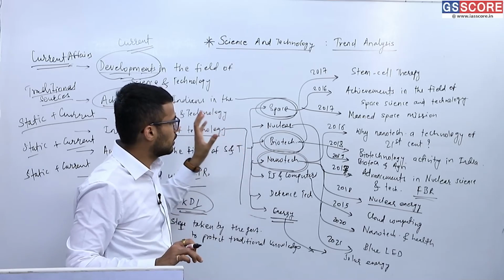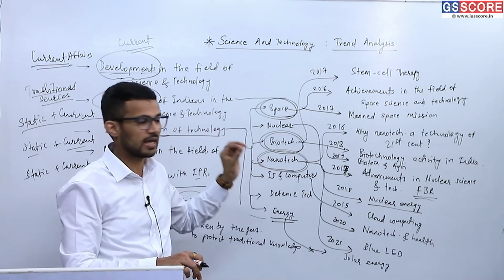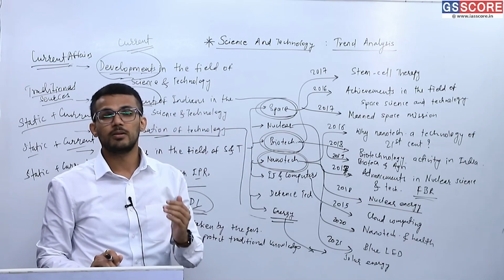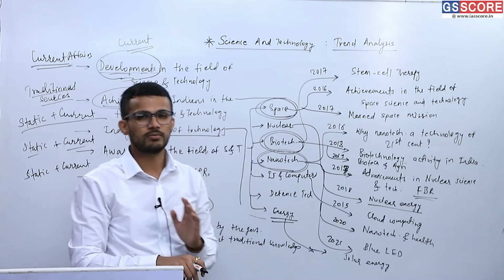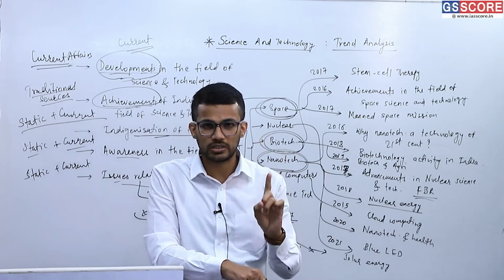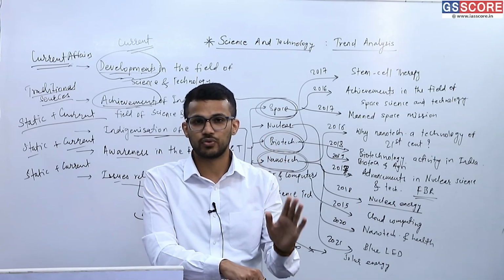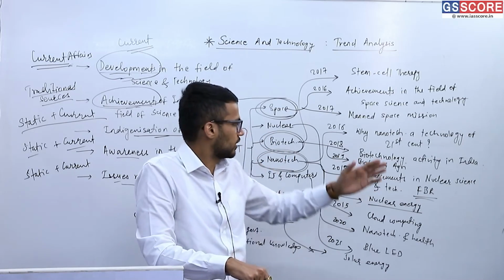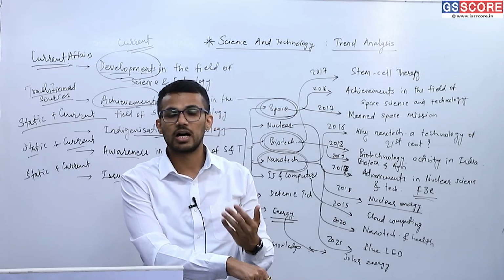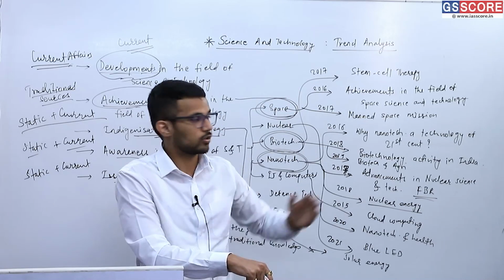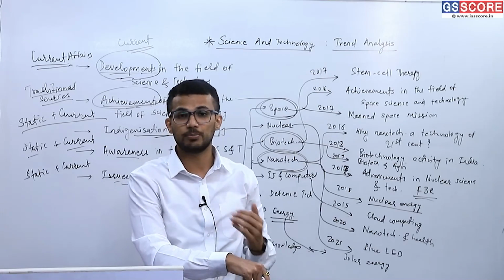So that is about the different topics and the questions that are being asked by UPSC. So what are the trends of questions? Questions are mostly on current affairs, right? Questions like, let's say, a question was asked on COVID-19. A question was asked on manned space mission. A question is asked on stem cell therapy.